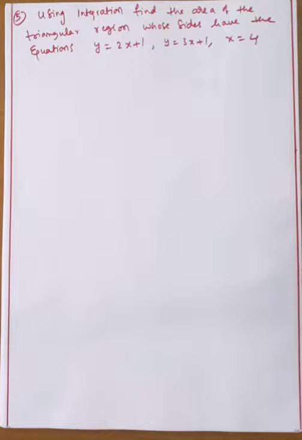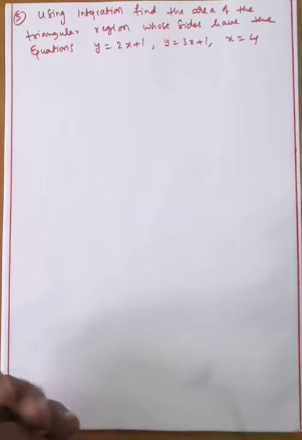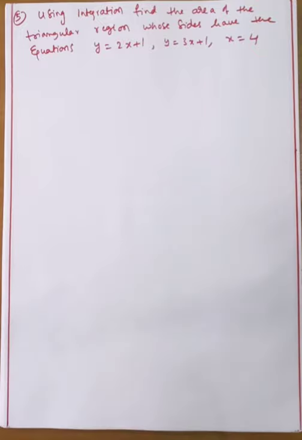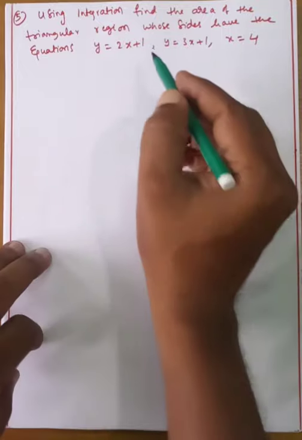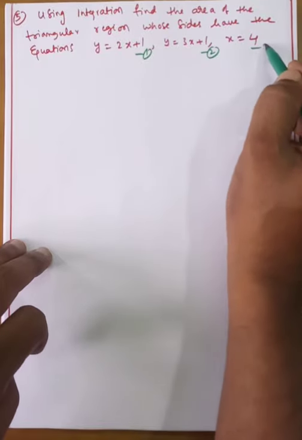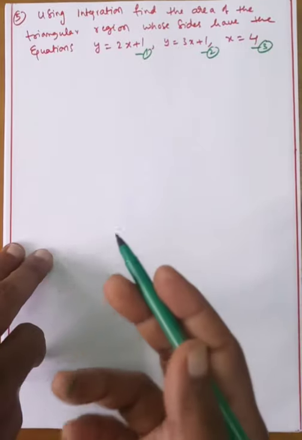Okay, my dear students, here same, find the area of the triangle, but here lines were given. Okay, no problem at all. Lines were given means we will first take the vertices, that means points of intersection. Suppose this is equation number 1, this is equation number 2, this is equation number 3. Solve to find the values of x and y.